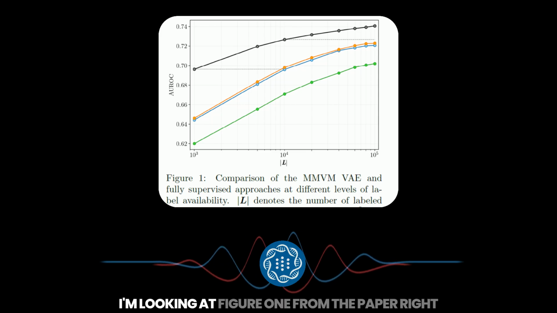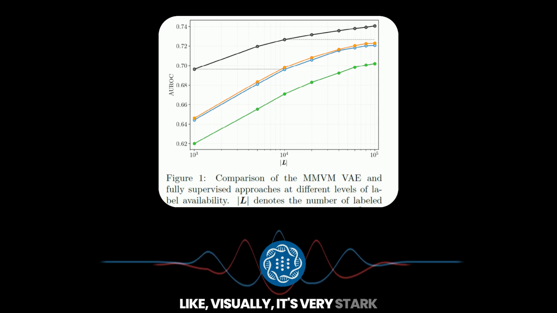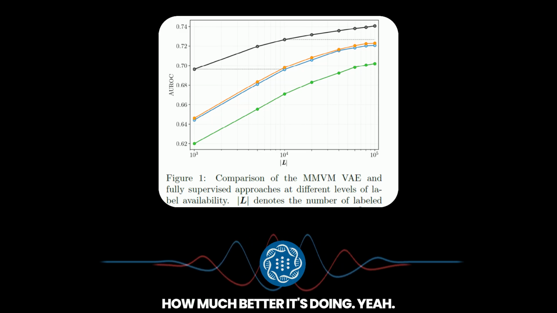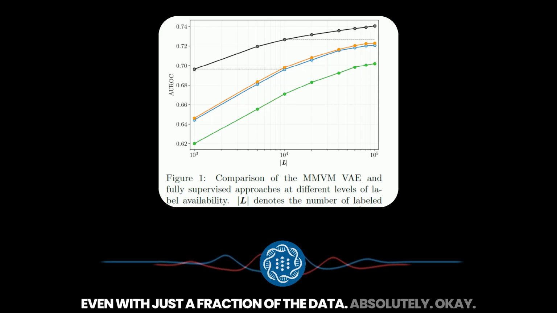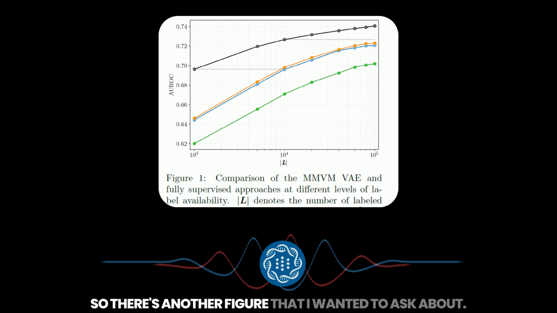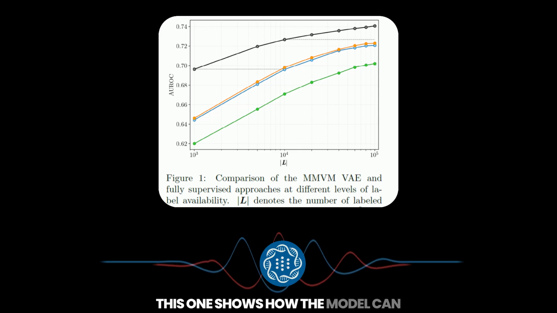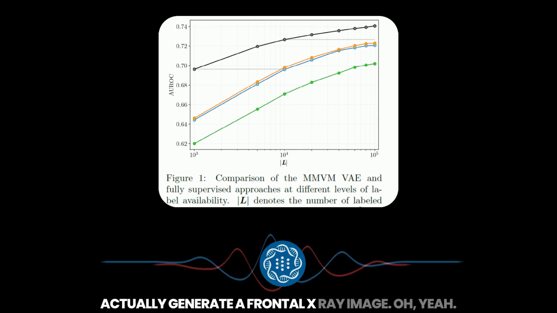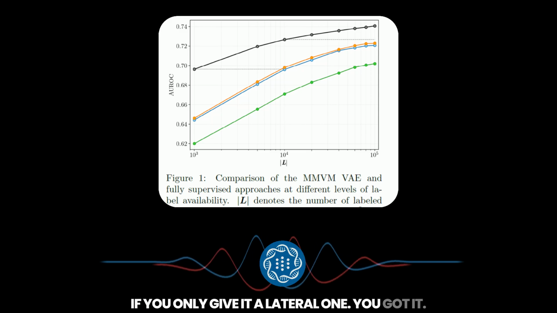Pretty incredible. I'm looking at figure 1 from the paper right now, and you can really see the difference. Visually, it's very stark how much better it's doing. Yeah, it really drives home the point, even with just a fraction of the data. Absolutely. Okay, so there's another figure that I wanted to ask about, figure 5. This one shows how the model can actually generate a frontal X-ray image if you only give it a lateral one. You got it. Is that right?